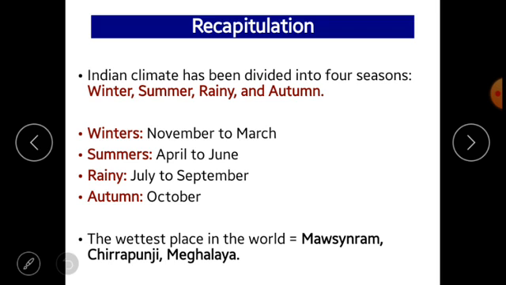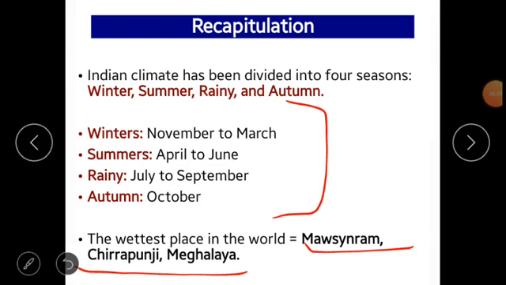In the previous video we discussed the Indian climate and that it has been divided into 4 seasons: winter, summer, rainy and autumn, and a short season which is spring. We also discussed when these seasons start and end, and that the wettest place in the world is Cherrapunji, Meghalaya, and Meghalaya is a part of India. It is a state of India.